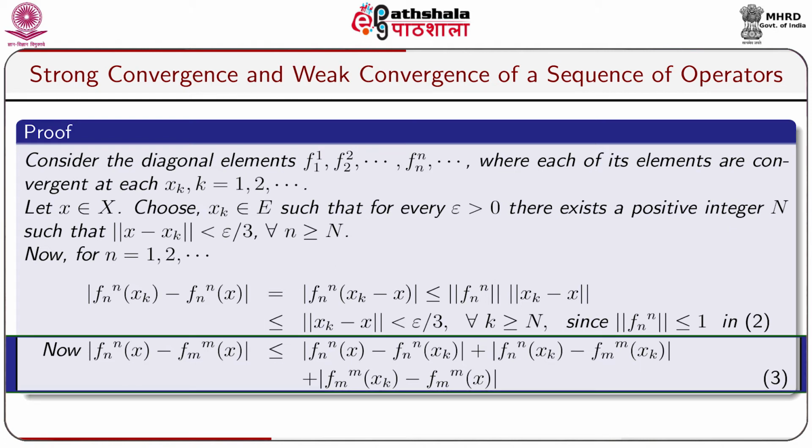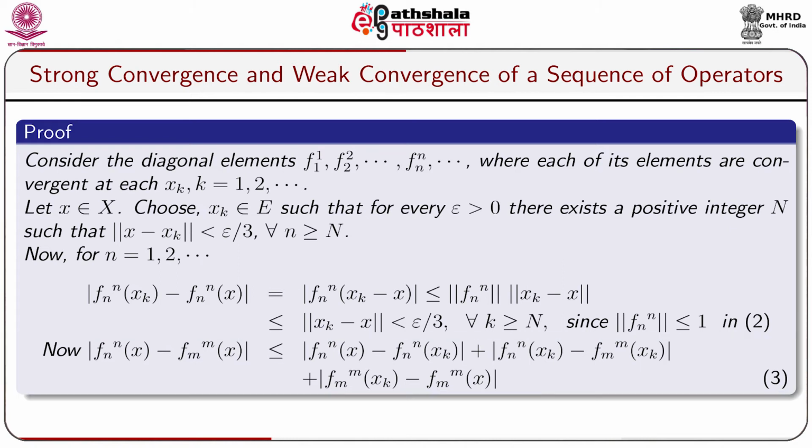Now, |Fnn(x) - Fmm(x)| is less or equal to |Fnn(x) - Fnn(xk)| + |Fnn(xk) - Fmm(xk)| + |Fmm(xk) - Fmm(x)|.